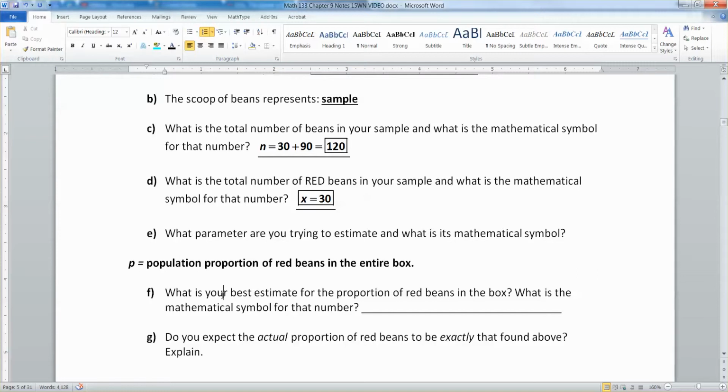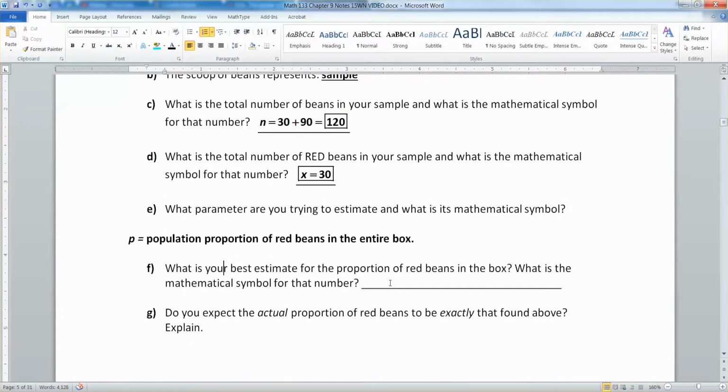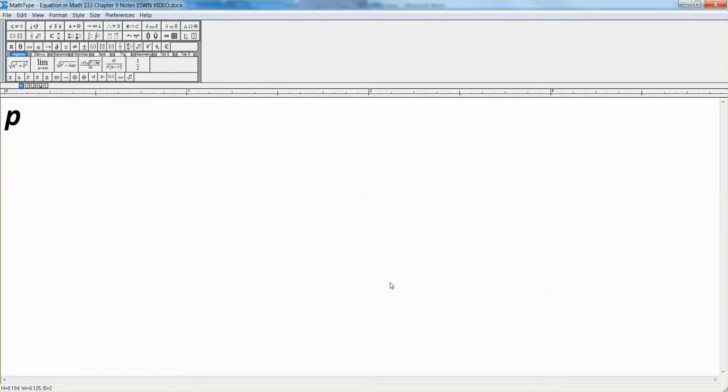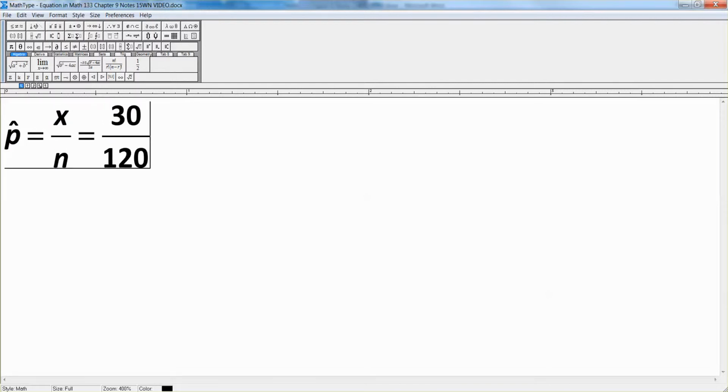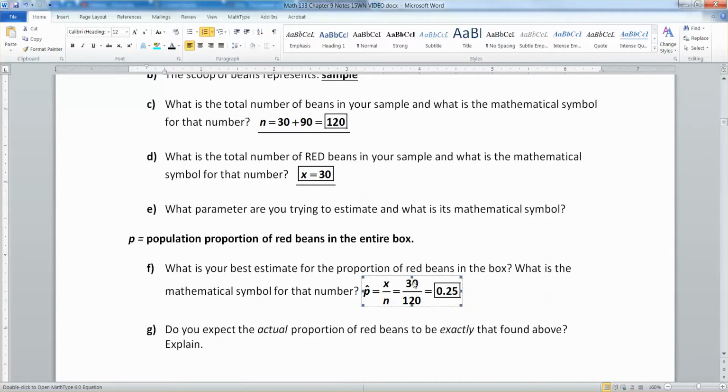So you're thinking, what proportion of people are, I don't know, going to come down with anemia? What proportion of people are going to have breast cancer? What is your best estimate for what the proportion of red beans in the box is? Well, you'd have to use your scoop, and your scoop tells you that it is p hat, which is x over n, which we know is 30 over 120, which is 0.25. So 0.25 is our p hat. That's our best guess. It's called the point estimate, right?